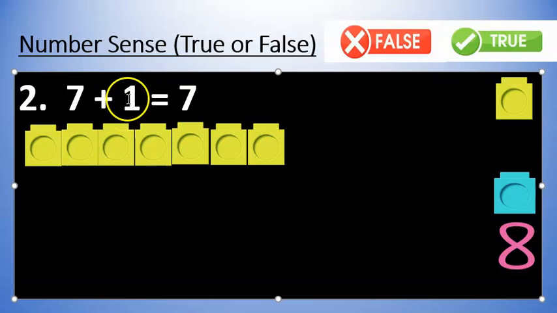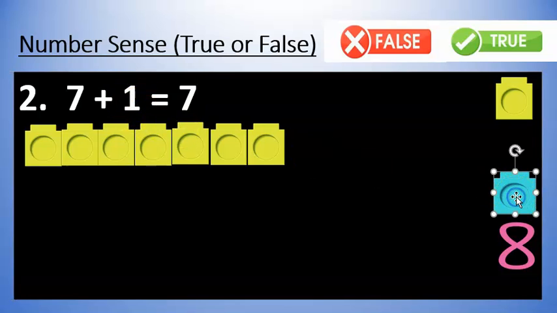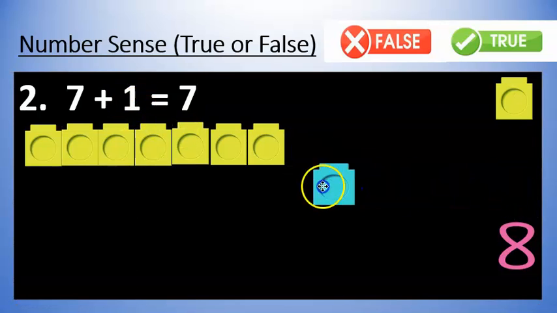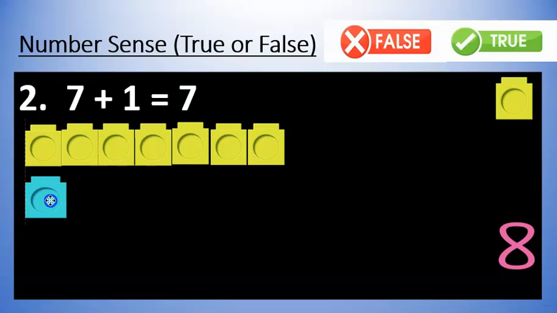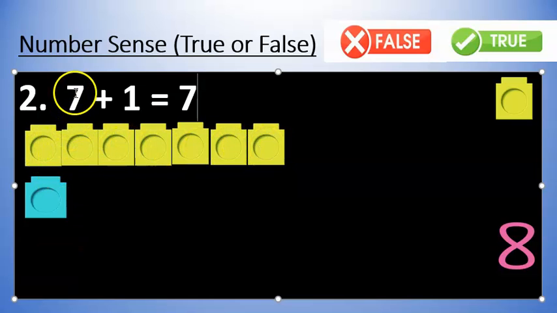Now we're going to come here to this number. What number is this? 1. So look, I'm going to drag a different color of cube at the bottom there so you can see the difference. Now, boys and girls, we have 7 cubes up here that represent this 7. We have this blue cube here that represents that 1 there because there's only 1 cube here.